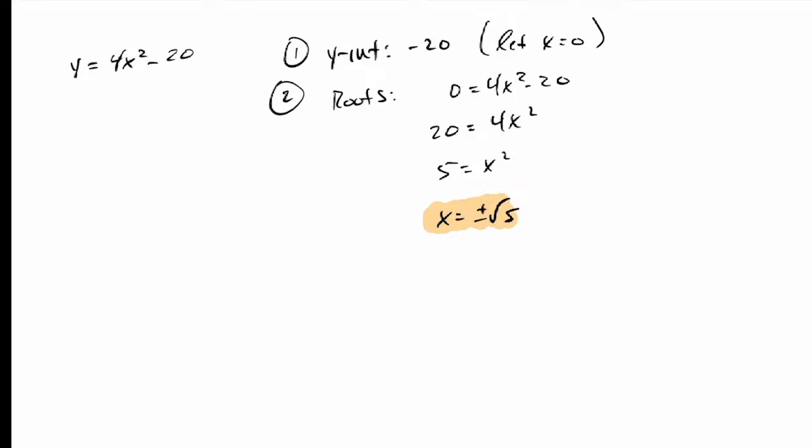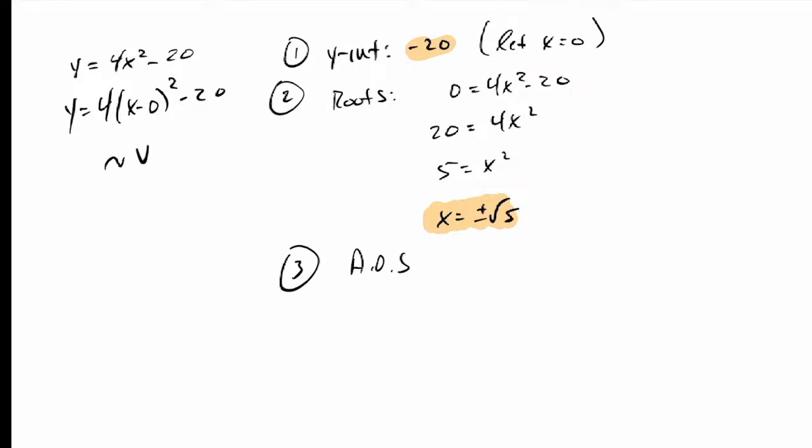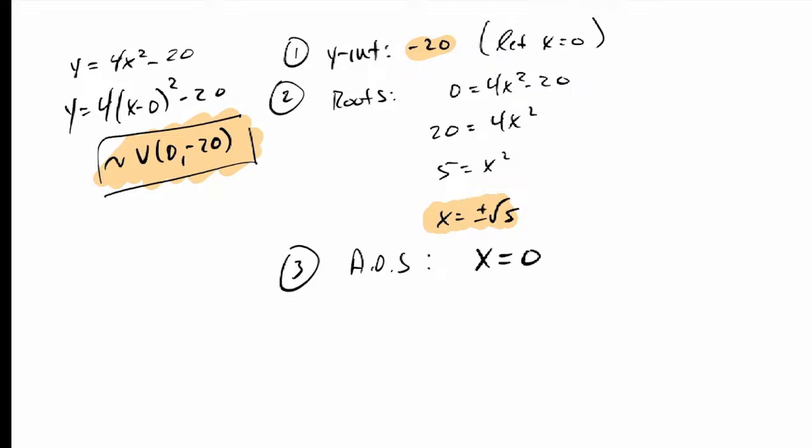Okay, so I have my y-intercept and I have my roots. The next thing I want to find is my axis of symmetry. But that's really easy because this is in vertex form. This is really x minus 0 squared minus 20. So this has a vertex of (0, -20). So the axis of symmetry here is just x equals 0.